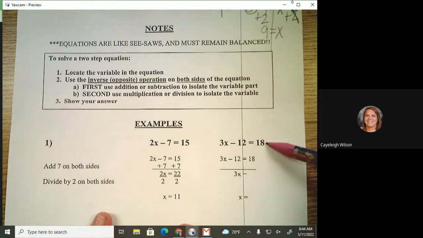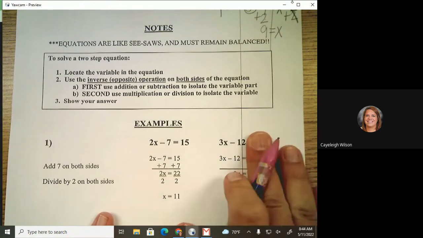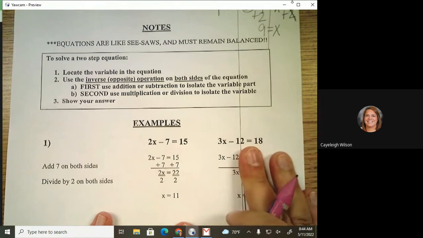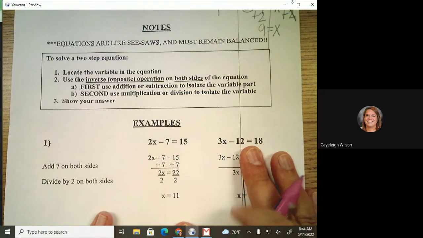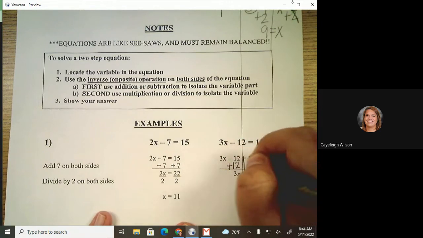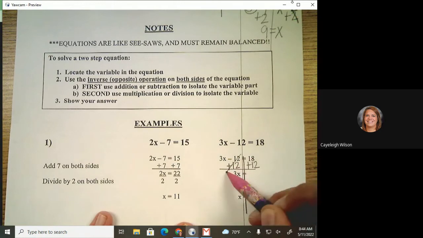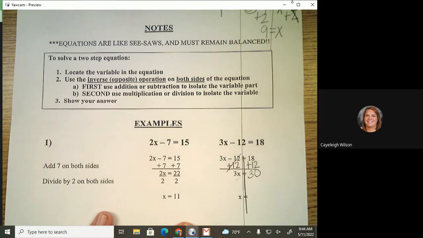Okay, so they went ahead and kind of started this example over here, and we're going to finish it. So I look at the side that the x is on. Okay, well, on the side that the x is on, I see that there is a minus 12 because I always undo the addition and subtraction first. So to get rid of minus 12, I'm going to add 12, once to each side of my equal sign. So negative 12 plus 12 is 0. So I'm left with 3x over there. 18 plus 12, that's 30.